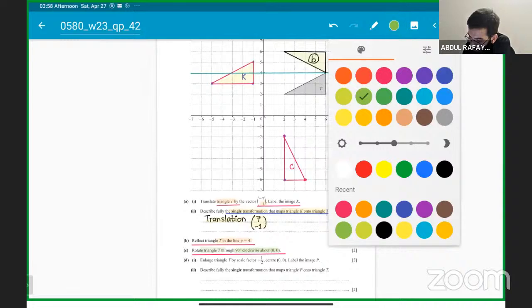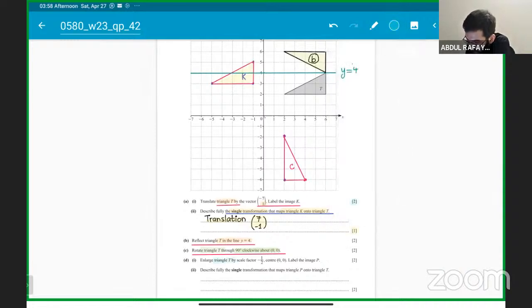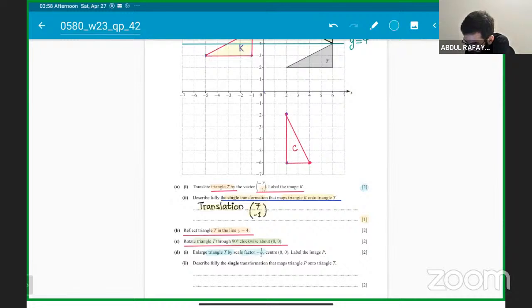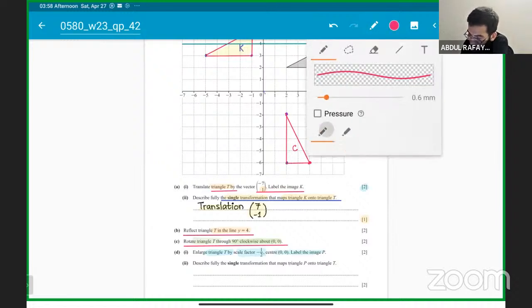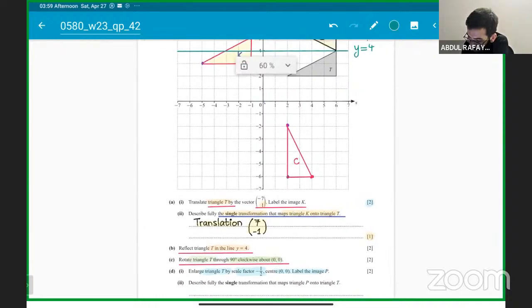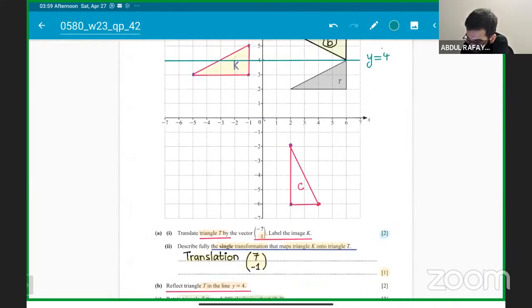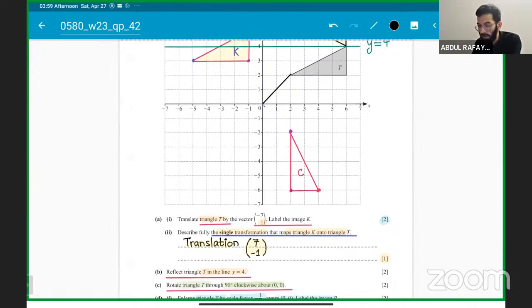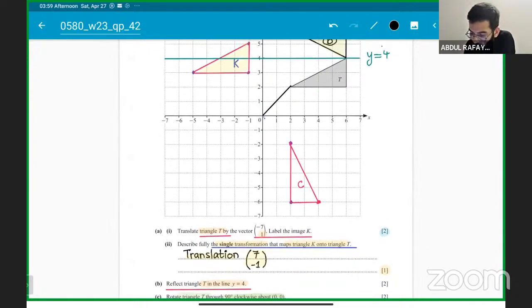Okay. Next, we have to enlarge triangle T by the scale factor minus half, center 0 comma 0, and then label the image P. So it will be again the same concept, sir. We have to go again at center 0 comma 0. From triangle T we have to go at center 0 comma 0, but here it will shrink. Everyone please understand this: first, this enlargement is negative and it is half, meaning that your 4 units will become 2 units and your 2 units will be halved, meaning they become 1 unit.